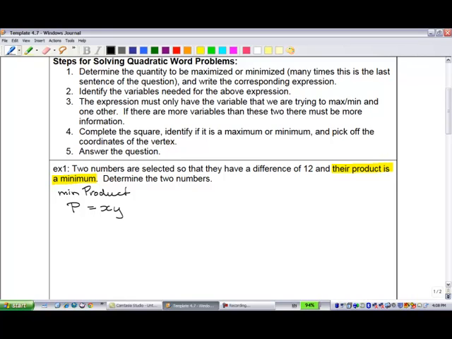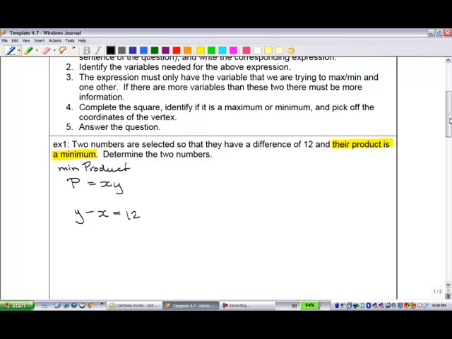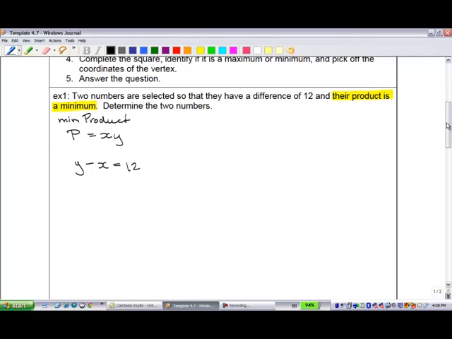Now, like I said before, we can only have two variables. P is what we're trying to minimize. And now we have two variables, x and y. So let's get rid of them. Let's see if there's any other information. Two numbers are selected so that they have a difference of 12. Well, if they have a difference of 12, that must mean if we take one and subtract the other, that's what difference means, it's got to equal 12. So this is almost like a system of equations. We're not going to solve it like that, but we can replace y with what it equals. In this case, y equals 12 plus x.